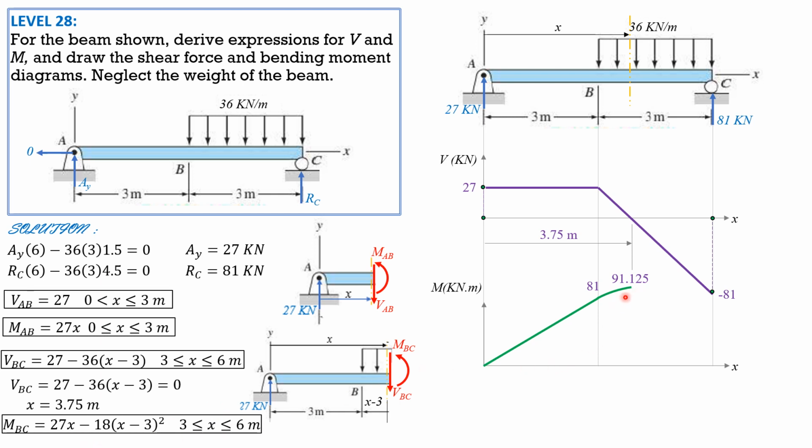91.125. Then finally, when x is 6, substitute here 27 times 6 minus 18 times quantity 6 minus 3 squared. You will find that it is 0. So that's it. And the curve is concave downward because the second degree term has a negative sign again. So it is concave downward.